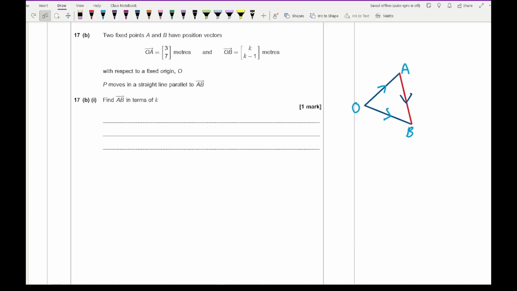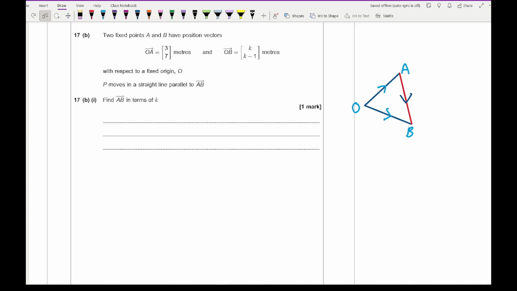Question 17b. Two fixed points A and B have position vectors OA, which is (3, 7), and OB, which is (k, k-1), with respect to fixed origin O. P moves in a straight line parallel to AB. Find AB in terms of k.